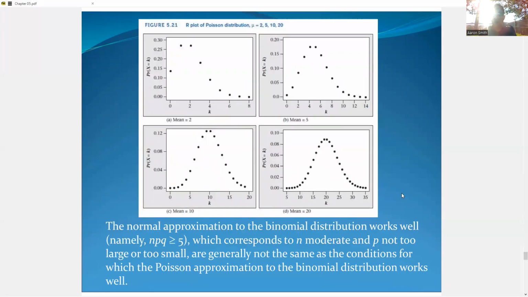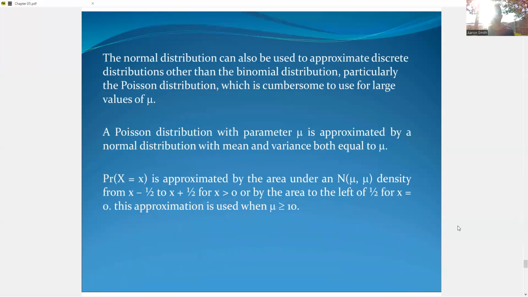The normal approximation to the binomial distribution works well whenever n times P times Q is greater than or equal to 5, which corresponds to n moderate and P not too large or too small. These are generally not the same as the conditions for which the Poisson approximation to the binomial distribution works well. And so in different situations, we're going to use the Poisson distribution. In different situations, we'll use normal. Poisson distribution is big N, small p.